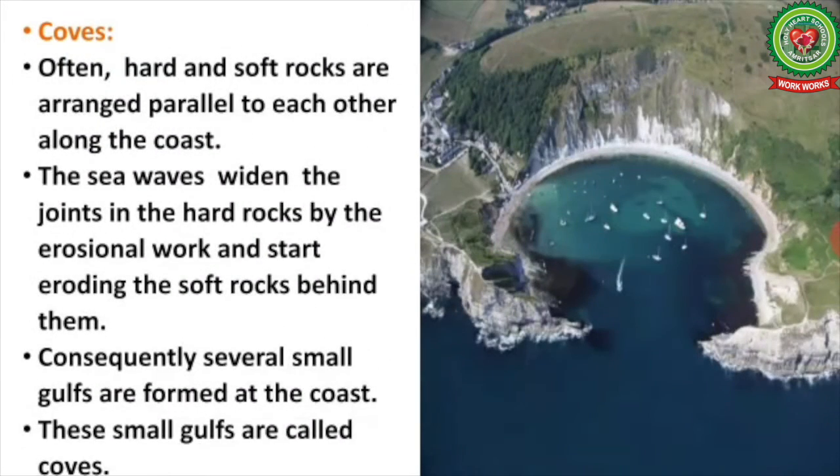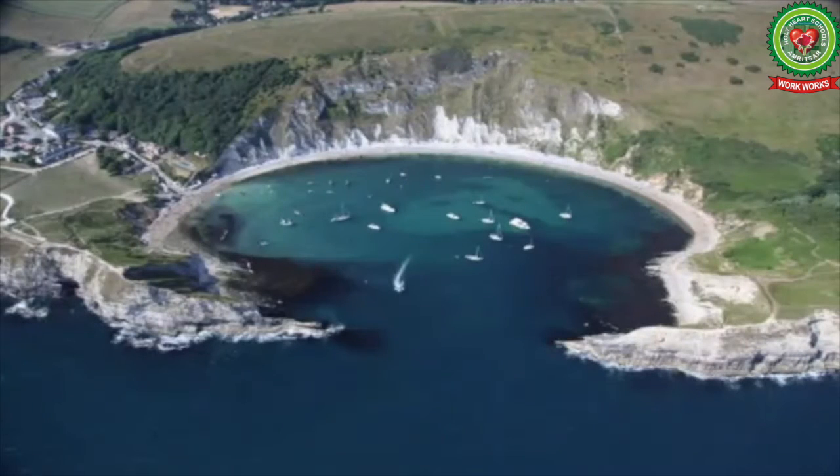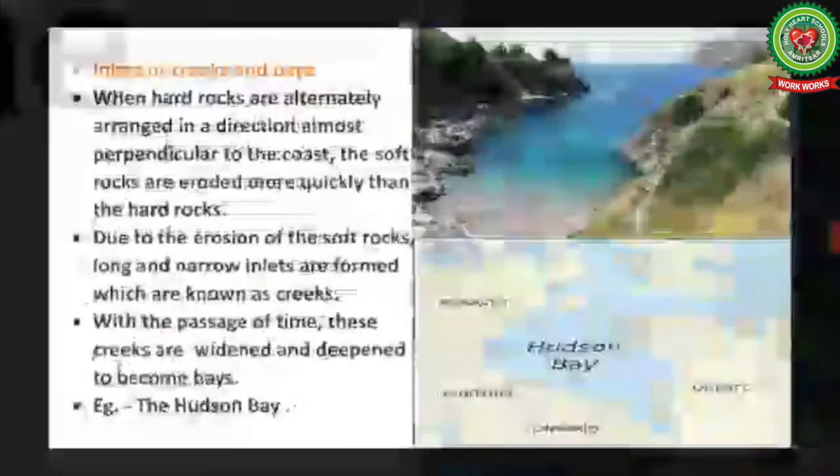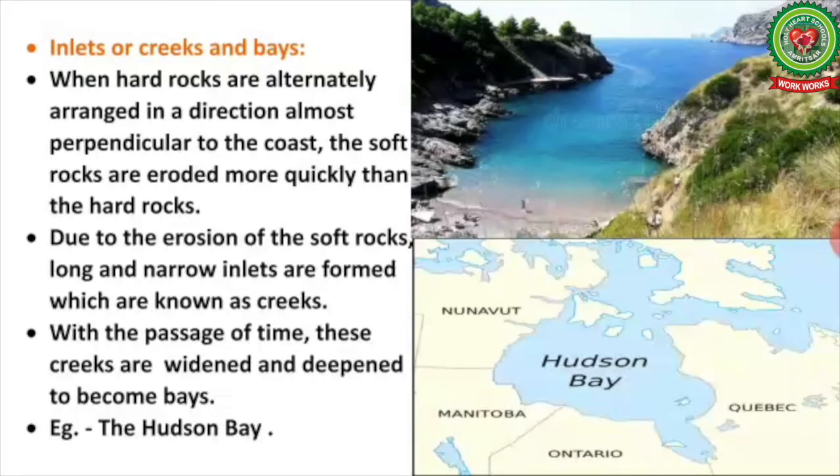Coves. Often hard and soft rocks are arranged parallel to each other along the coast. The sea waves widen the joints in the hard rocks by the erosional work and start eroding the soft rocks behind them. Consequently, several small gulfs are formed at the coast. These small gulfs are called coves.